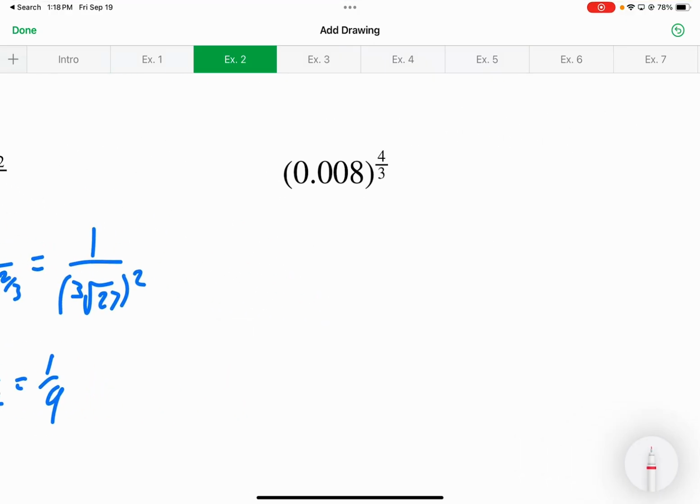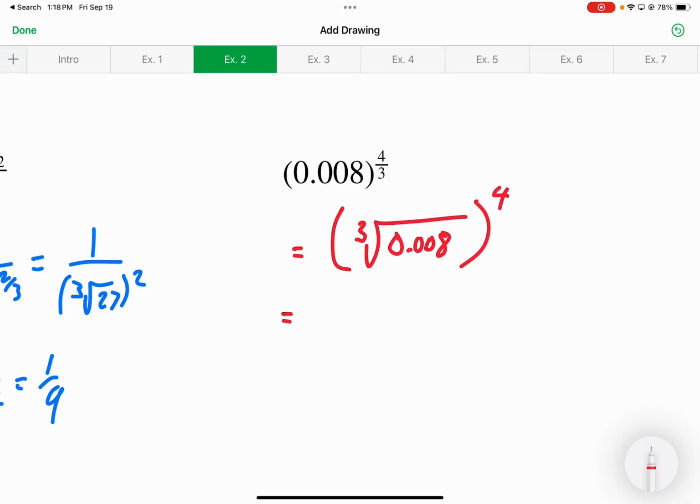Oh, now we're playing with decimals. All right, so we have 0.008 to the 4/3 power. Now we have to remember, when we multiply decimals by each other, what happens? If I multiply a decimal less than 1 by a decimal less than 1, does my number get bigger or smaller? Smaller. So is it going to make more sense for me to take the 0.008 to the 4th power or the cube root of 0.008? I would say cube root, right? So I'm going to rewrite this as the cube root of 0.008 and then to the 4th power.